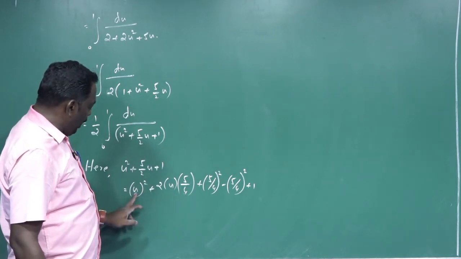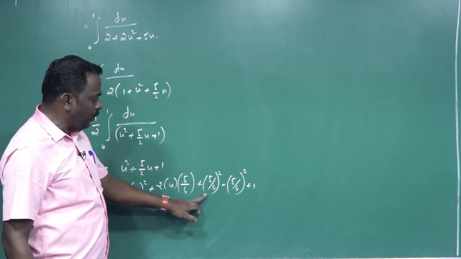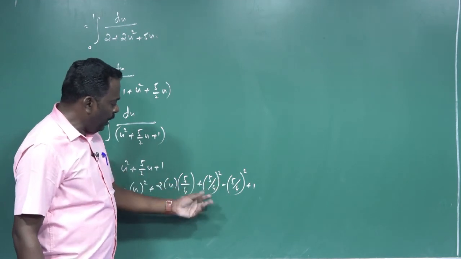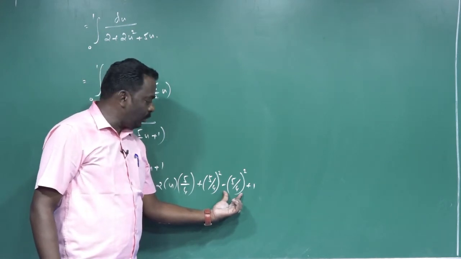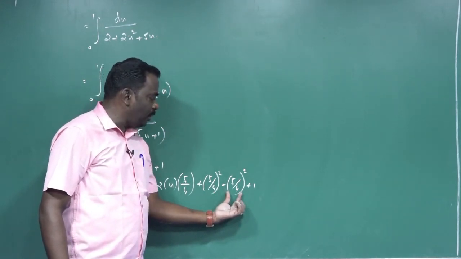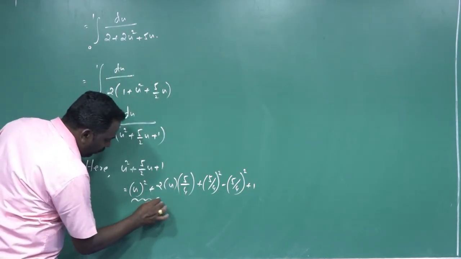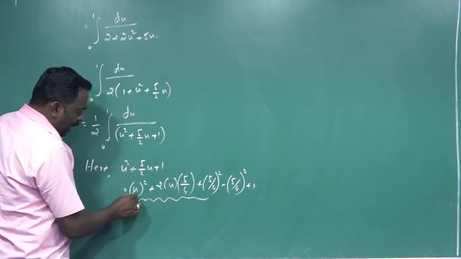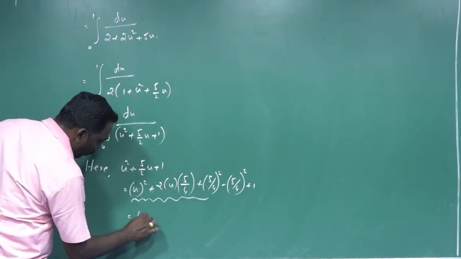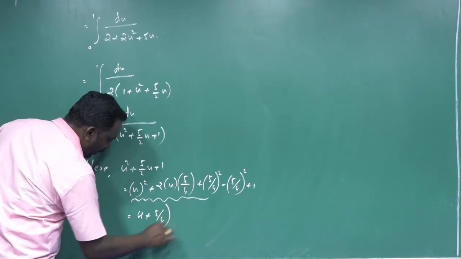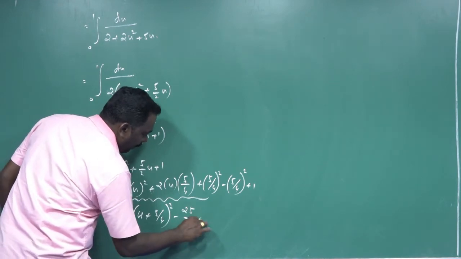Therefore, in a square plus 2 into a into b, the b value here is 5 by 4. We need b square, therefore 5 by 4 whole square. We are adding 5 by 4 whole square and need to subtract 5 by 4 whole square, plus and minus, and again we have remaining plus 1. Now the first three terms form a square with a equal to u and b equal to 5 by 4, that is u plus 5 by 4 whole square, then minus the square value 25 by 16, plus 1.